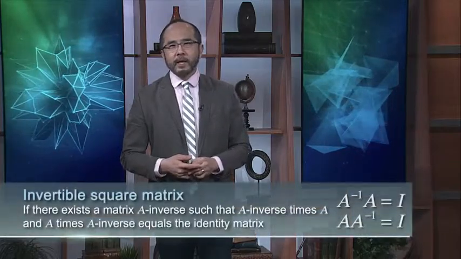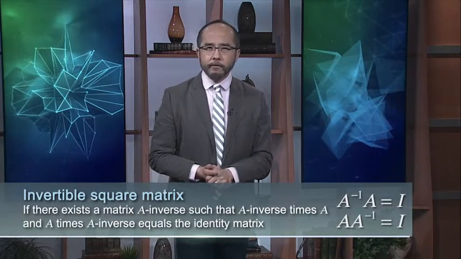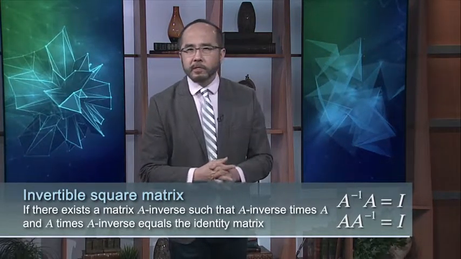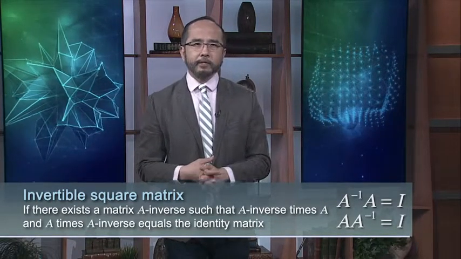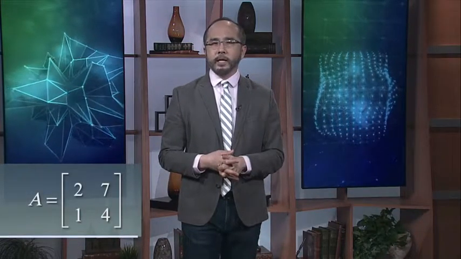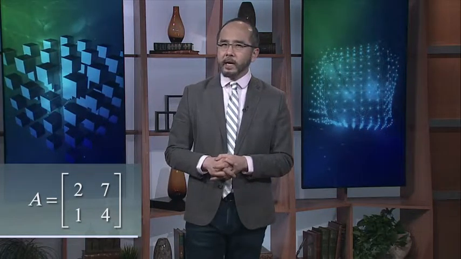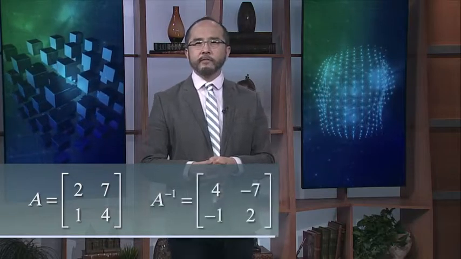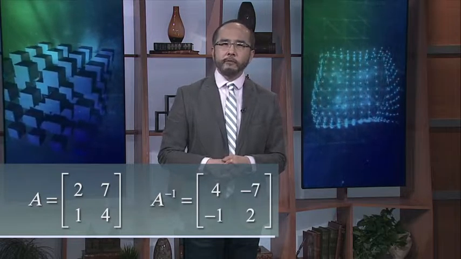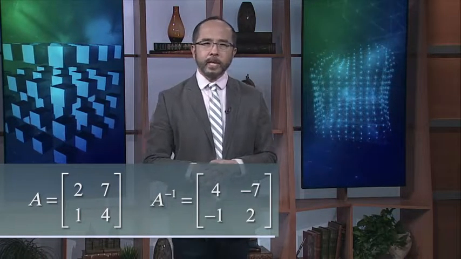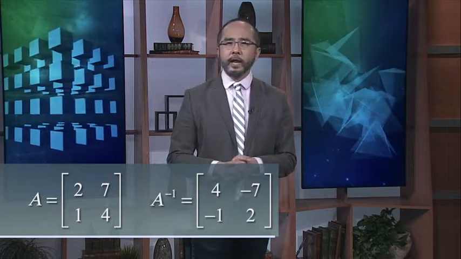So let's make a definition. Call a square matrix invertible, or sometimes we say non-singular, if there exists a matrix A inverse such that A inverse times A and A times A inverse equals the identity matrix. Let's look at an example. Consider the matrix 2, 7, 1, 4. It does have an inverse, and that's 4, -7, -1, 2. You can check that if you multiply these two matrices together in either order, you're going to get the identity matrix 1, 0, 0, 1. You should try it now.